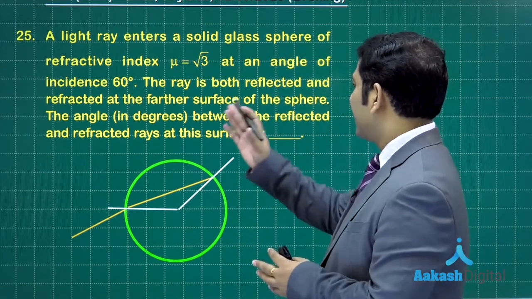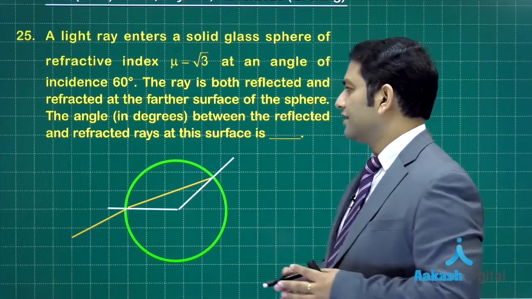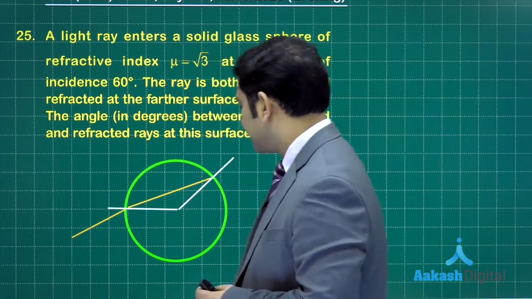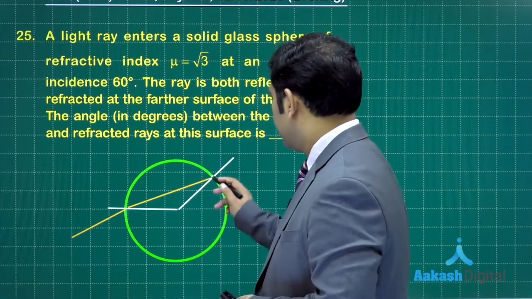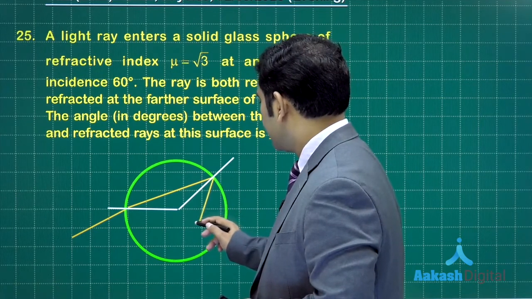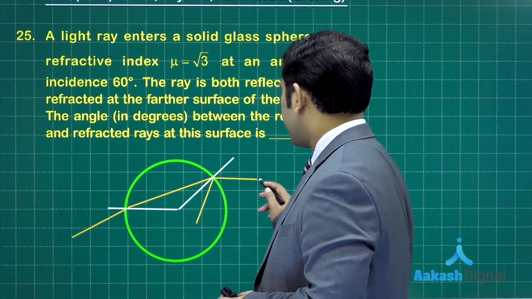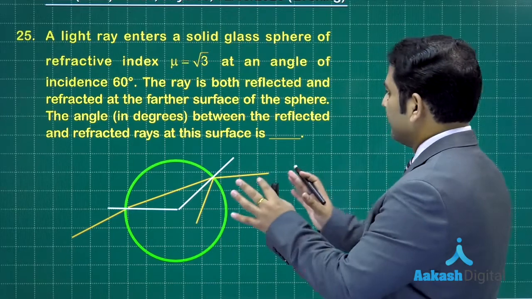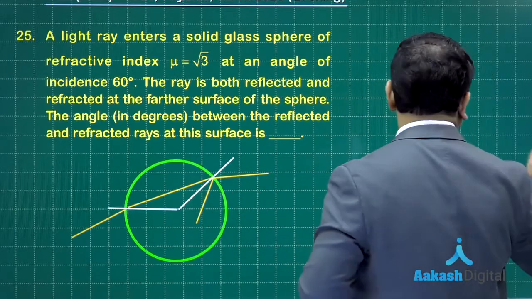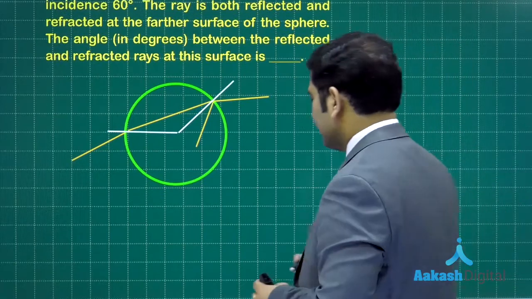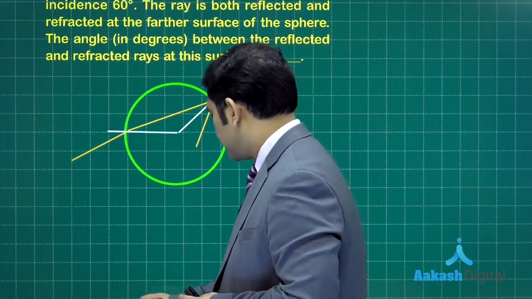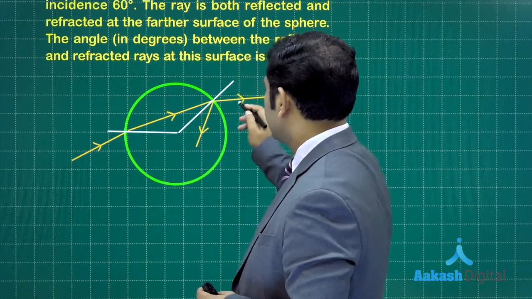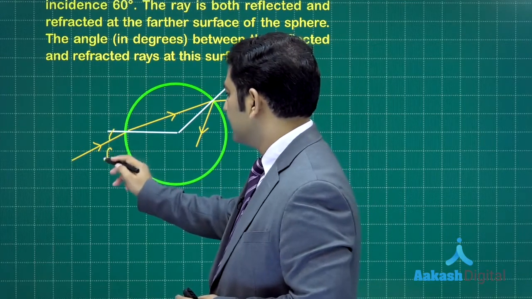And now what it says, the ray is both reflected and refracted at the farther surface. So that happens, partially it's reflected, partially it's refracted. So that's not a problem. So this is the reflected one, and the refracted one is going to go in this way. So I'm ready with the diagram, and we need to calculate the angle between the reflected and the refracted ray. Let me first give the arrow here that will give the direction of the rays. That's great. And this angle is 60 degree.